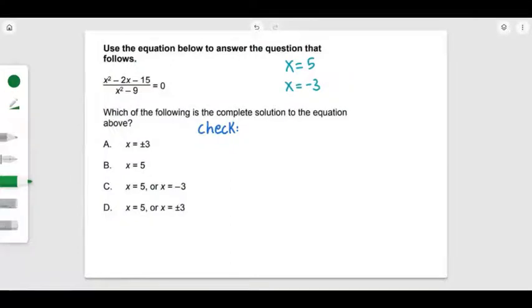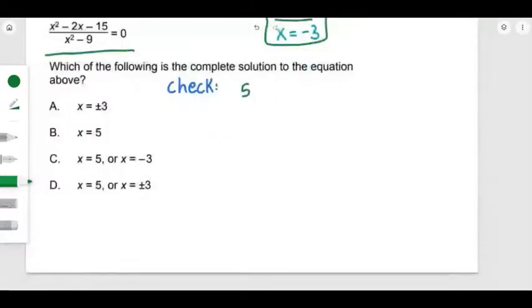Now we've come to the checking part. We found in the last slide two values, x equals 5 and x equals negative 3. We need to know which one is the solution, or they could both be solutions. In order to check, we are simply going to substitute the value of x into this equation. Let's try x equals 5 first. So we're just going to substitute 5 for each x in the equation.